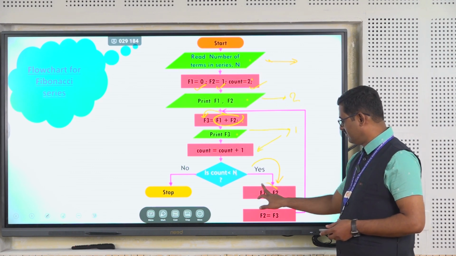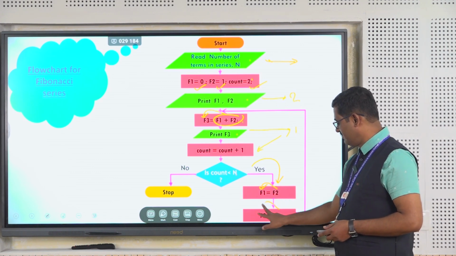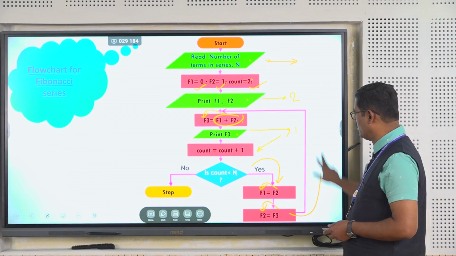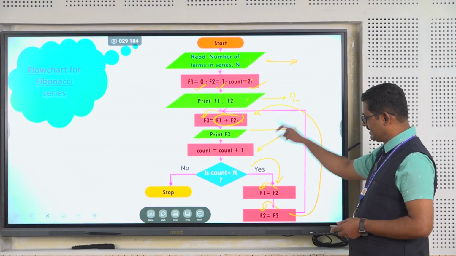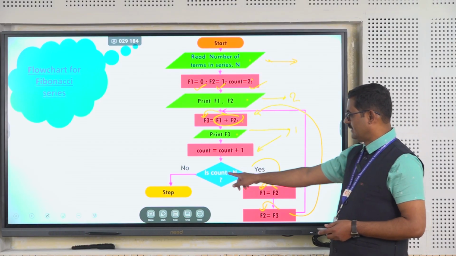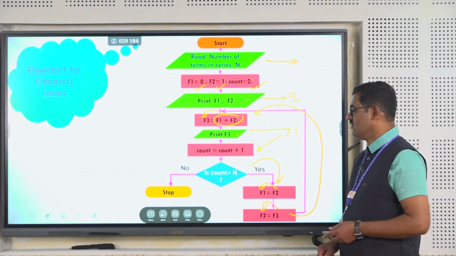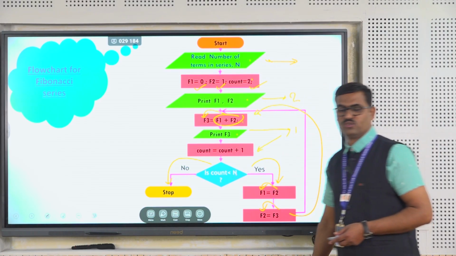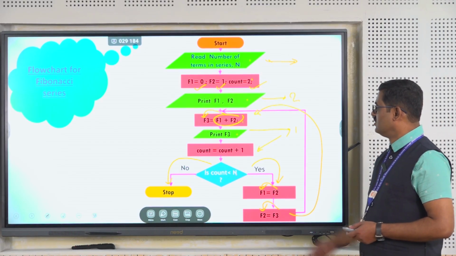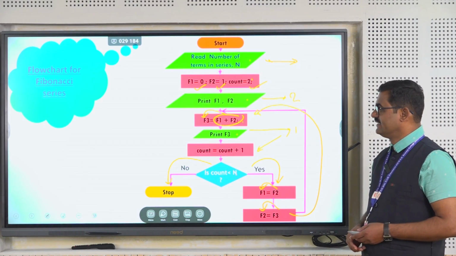Now assign the value of f2 to f1, assign the value of f3 to f2, and then go and again calculate the new term f3. Repeat this process till your count is less than or equal to n. Once it becomes greater than n, then stop the execution of your flowchart. So in this way you can easily generate the flowchart.